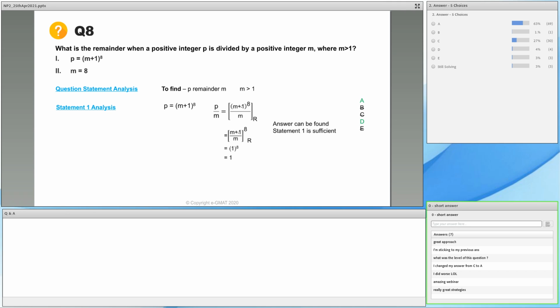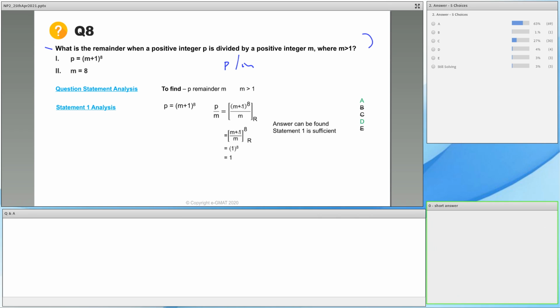Again, what is the remainder when a positive integer p is divided by a positive integer m? You're given that m is greater than 1. Simple. The question is fairly easy. You have to divide p by m. Now there is no other data here to analyze. There's nothing here which I can do. So let me go directly into statement 1.